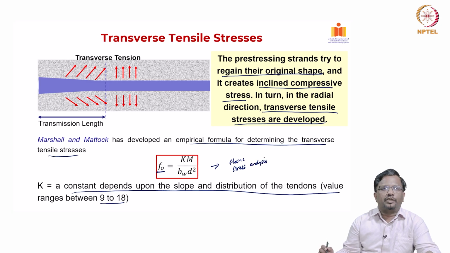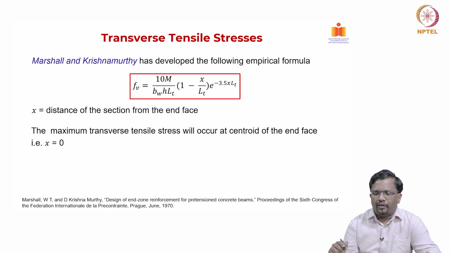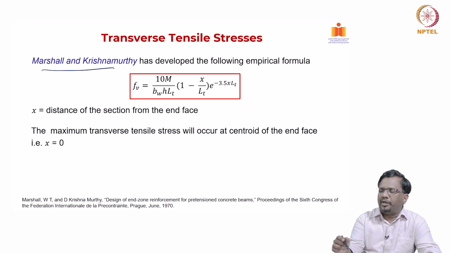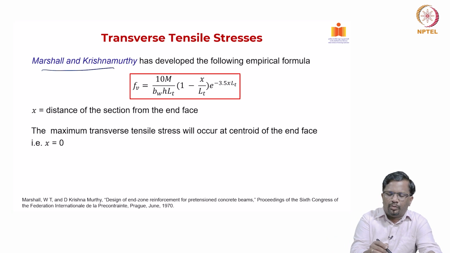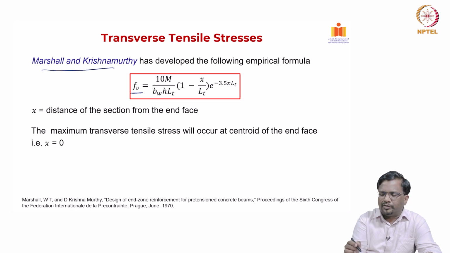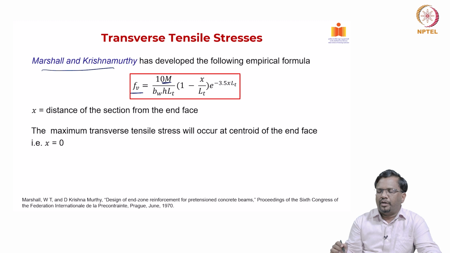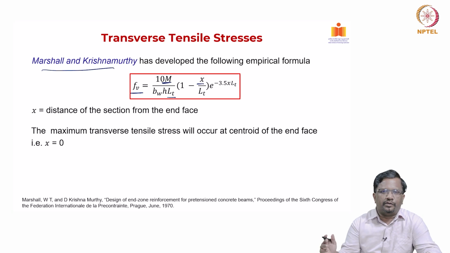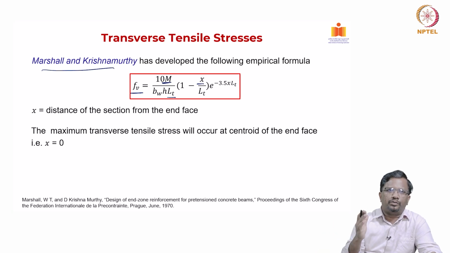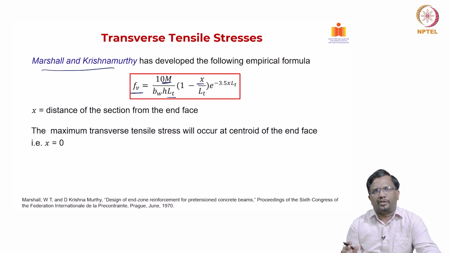Okay. So, let us look at it now. Again further, Marshall and Krishnamurthy developed this empirical formula for the maximum transverse tensile stress as a function of moment and the transfer length at any distance x. They gave an expression for any distance x that you take in the transmission length, for how much will be the maximum transverse tensile stress.